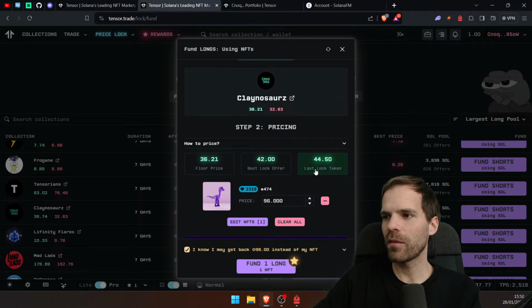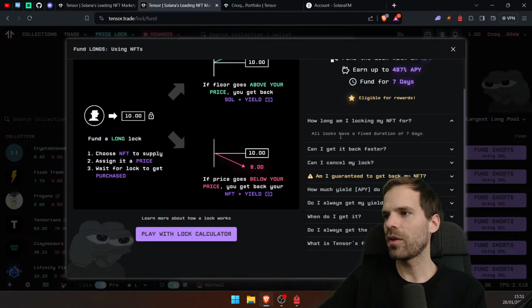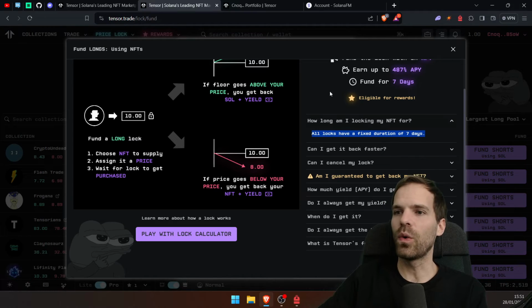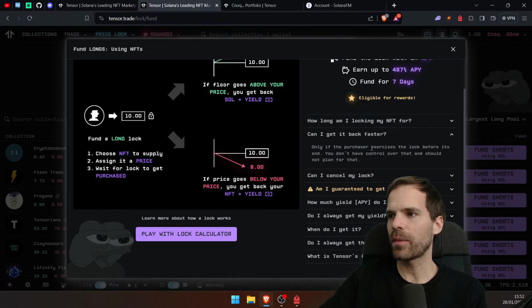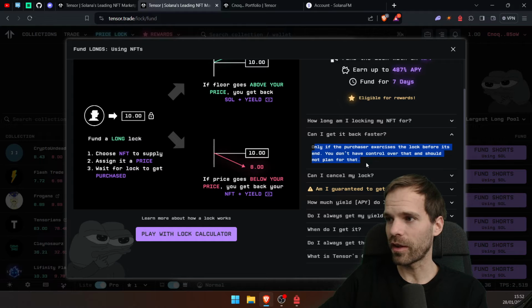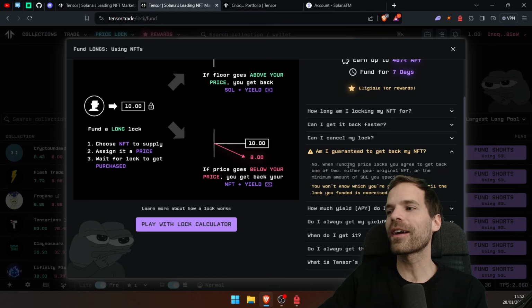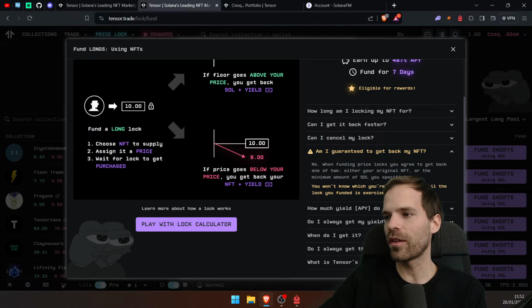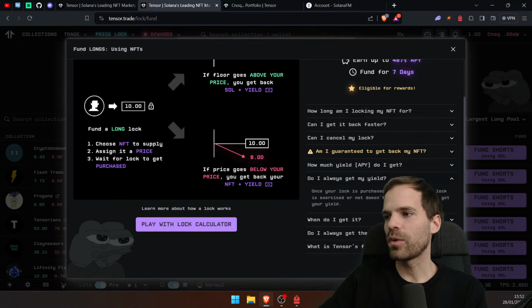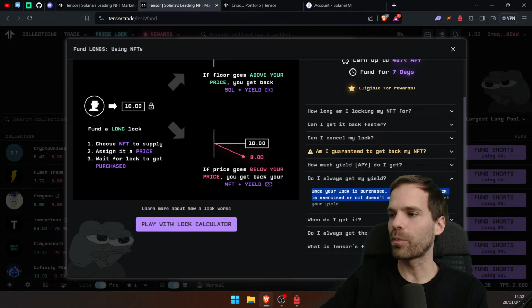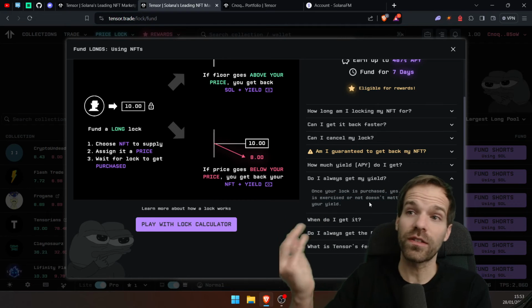People are locking them in for high prices though. All locks have a fixed duration of 7 days, but only once they're taken. Can I get it back faster? If the purchaser exercises the lock before it ends, but we don't have control over that. Before somebody purchases it, we can of course cancel it. And am I guaranteed my NFT back? No. Either the original NFT or the SOL. So that's basically just the other side. Yield varies by collection. Do I always get my yield? Once the lock is purchased, yes. But if it's not purchased, then you don't get anything.